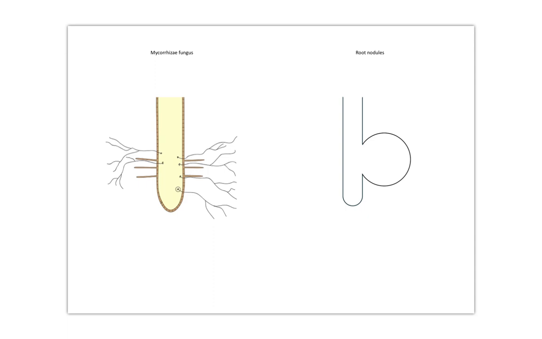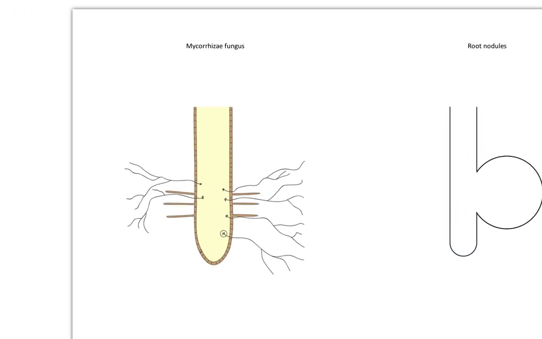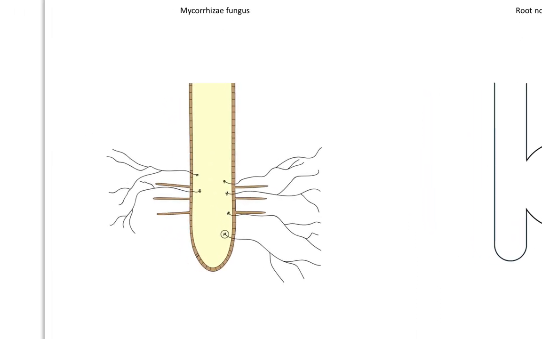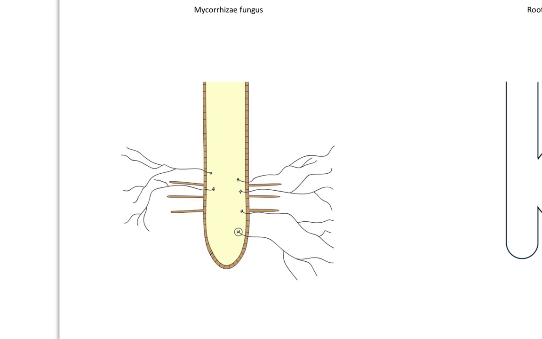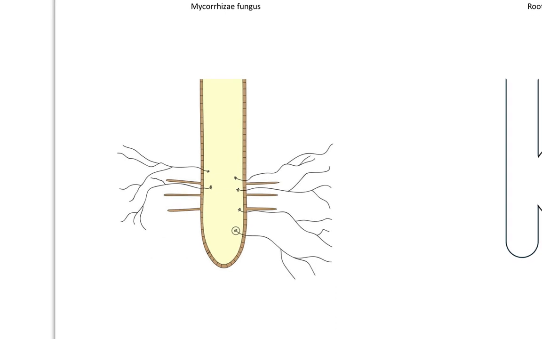So I'm going to attempt to go through the nitrogen and phosphorus cycle, but relating it to mycorrhiza fungus and root nodules. So let's do mycorrhiza first. Both these diagrams are showing roots. So, here's a root, and these are the epidermal cells of the root, just like upper and lower epidermal cells of the leaf.